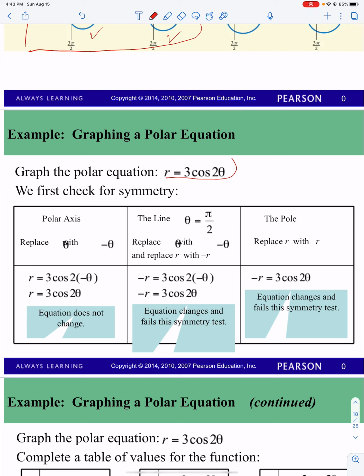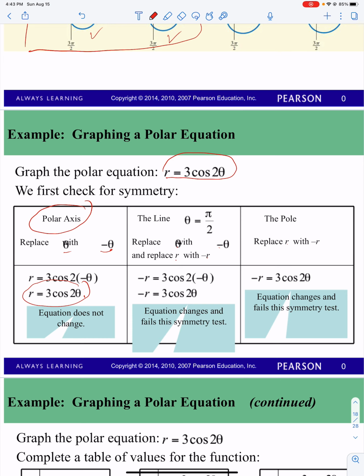You wanted to draw several more polar equations. So r equal to 3 cosine 2 theta. You can check the symmetry. For the polar axis, what will you do? Theta goes to negative theta, r stays the same. For the line, theta goes to negative theta, r to negative r. For the pole, r goes to negative r. So the only one that does not change is what?